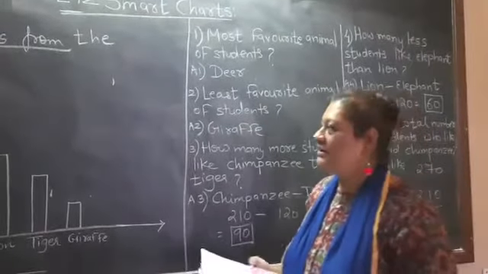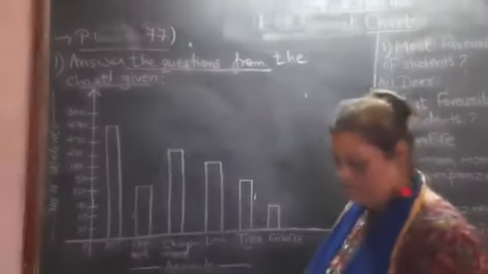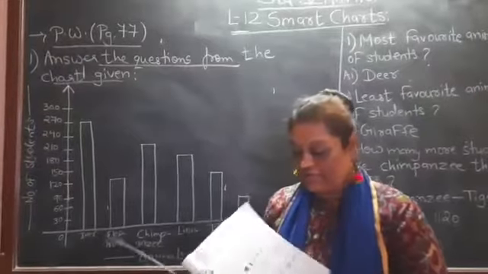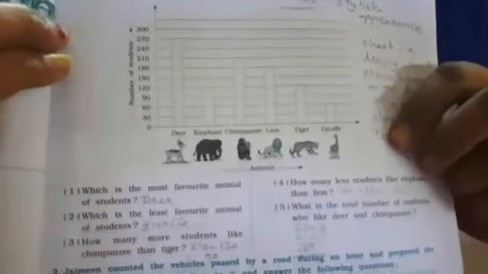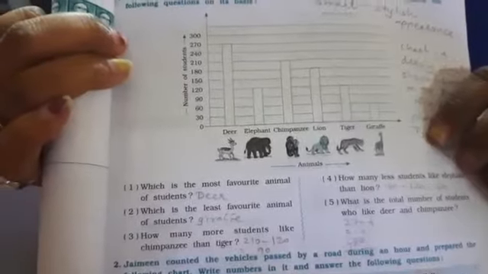Okay, I continue further with practice work, page number 77. The very first question you can see in your practice work also has a picture of a bar graph with the drawn animals and number of students. I will go through the sum with the question answers. They have given question number 1.